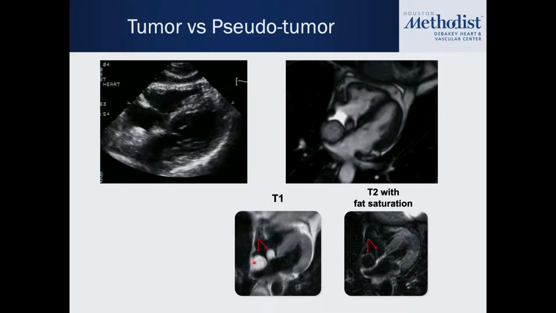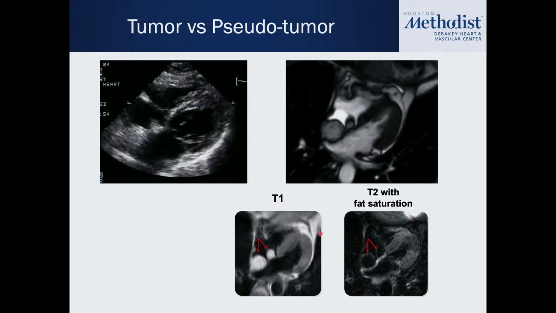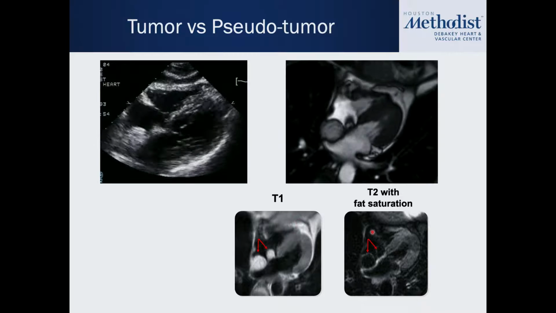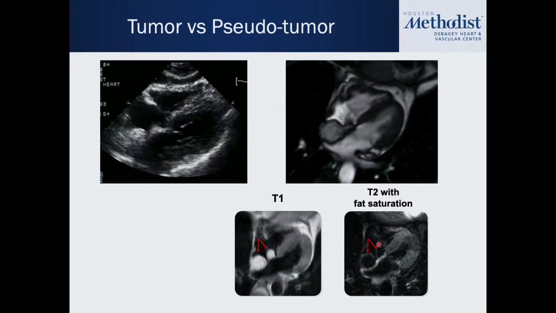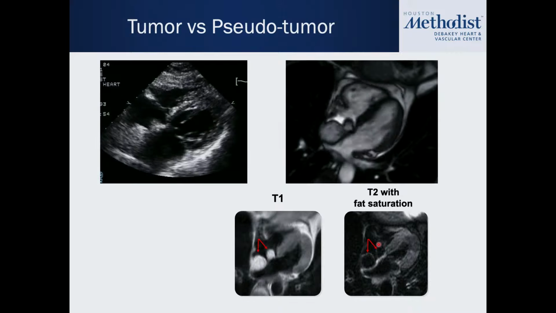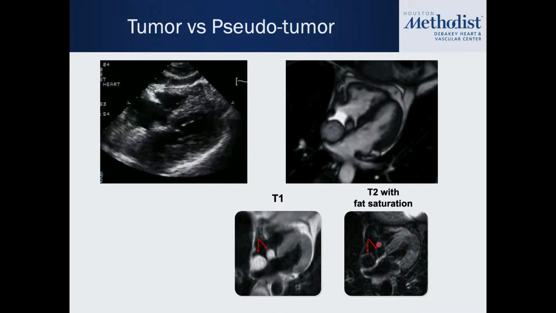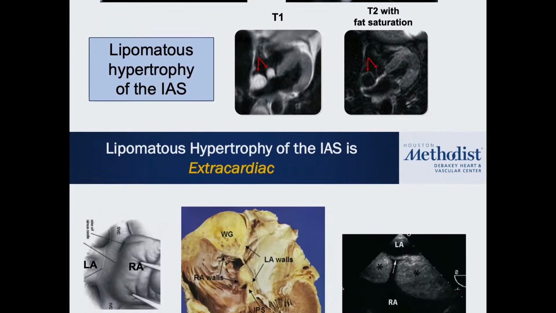On the T1, you see how it is high signal, similar to the pericardial fat here. And when we do T2 with fat saturation, we saturate the fat, we remove the signal from the fat, and it becomes black. So this is confirmation that this is a lipomatous hypertrophy.